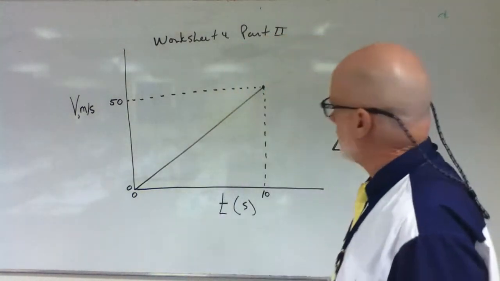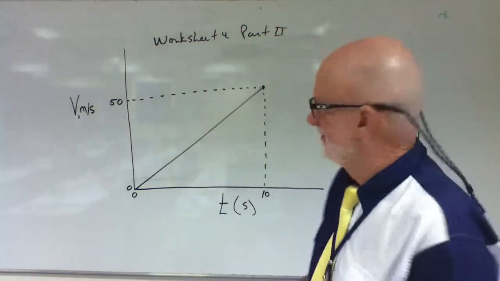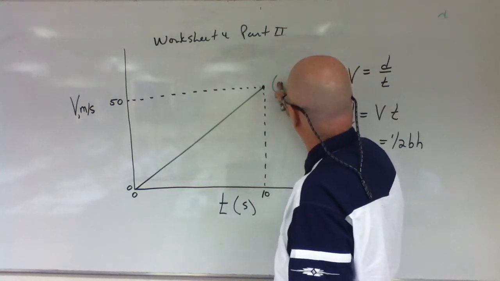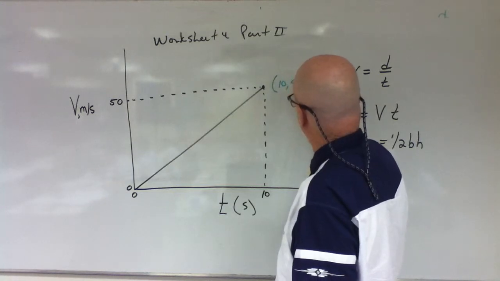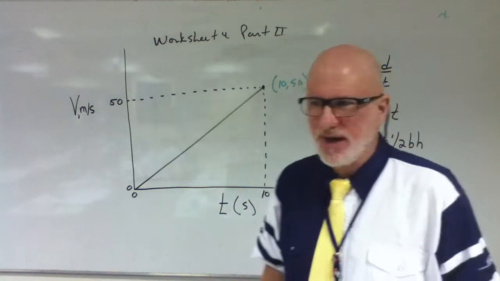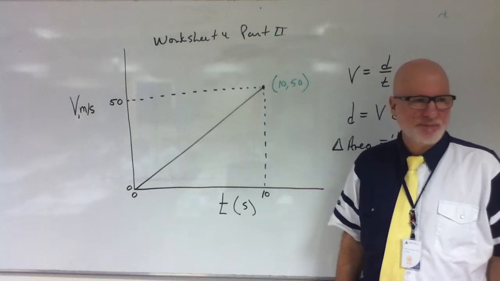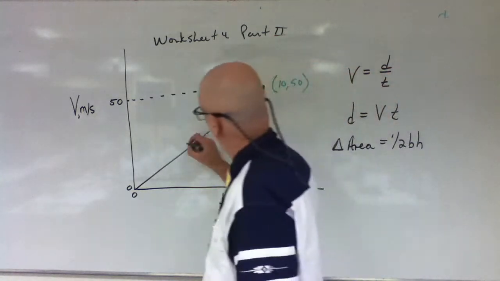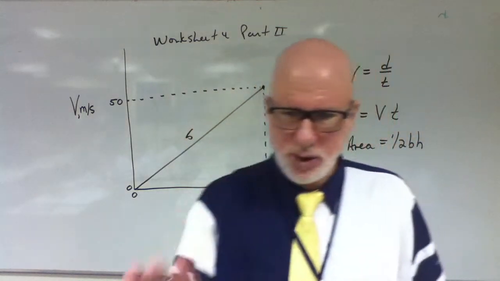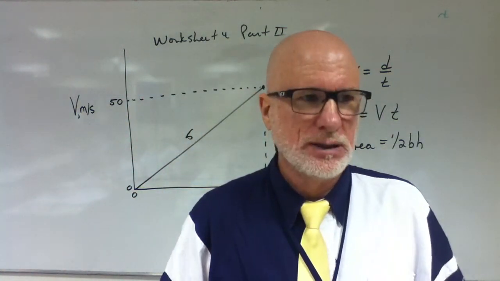What's the slope of that line? What's the rise over run? What's y over x? 50 over 10. What is that? 5. Right? It's going to get more complicated than that, but we're not going to put unit labels there. Is 5 okay? Does everybody understand 5?